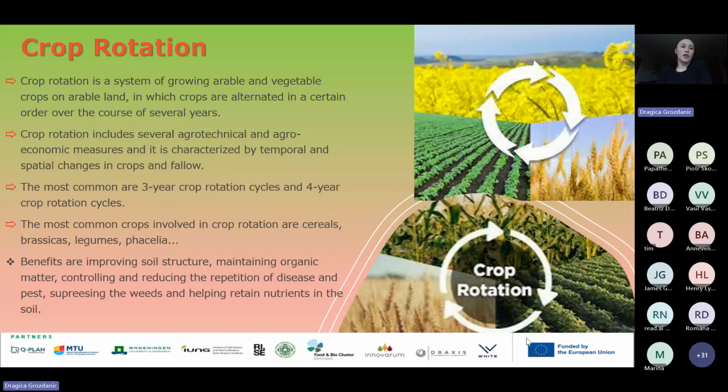What is actually crop rotation? Crop rotation is a well-known system of growing arable and vegetable crops on arable land, in which crops are alternated in a certain order over a course of several years. It includes several agrotechnical and agroeconomic measures, and is characterized by temporal and spatial changes in crops and fallow. The most common are the 3-year and 4-year crop rotation cycles. The most common crops to use are cereals, brassicas, legumes, phacelia, and others.